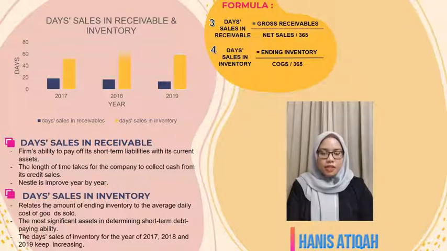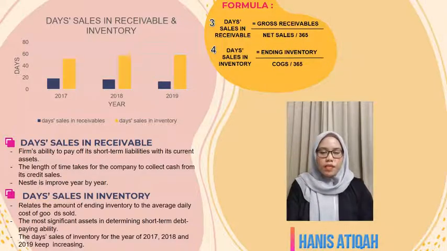The number of days sales in inventory relates to the amount of ending inventory to the average cost of goods sold. It shows how many days a company's current stock of inventory will last. The day sales of inventory for the year 2017, 2018 and 2019 are increasing from 52 days to 57 days and from 57 days to 58 days. It shows that Nestle has poor liquidity in inventory from 2017 to 2019.